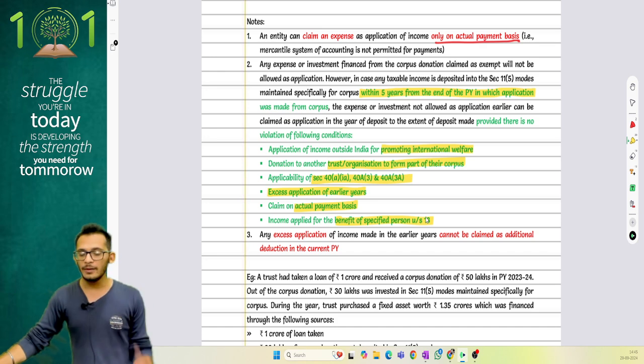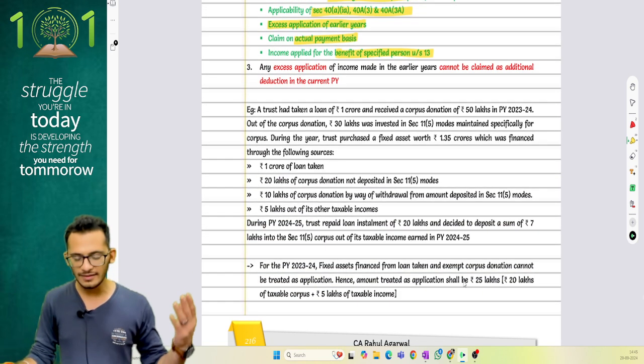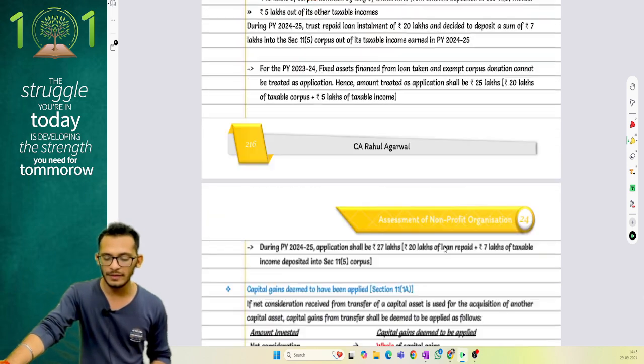Yes. So any excess application of the income of prior years cannot be claimed as a deduction in the current year. I've given some examples for you. Please pause the video if you want to notice this. You can notice this from the video and then you can take it forward from there.